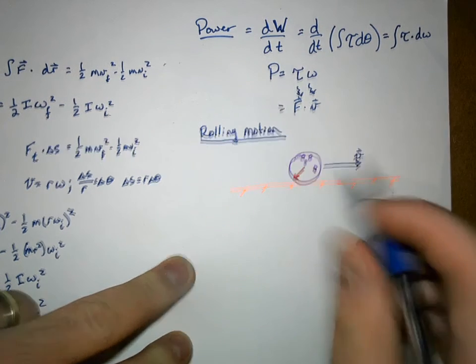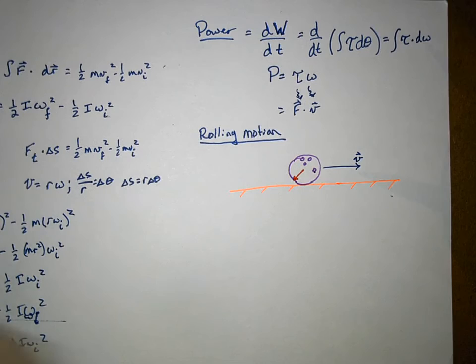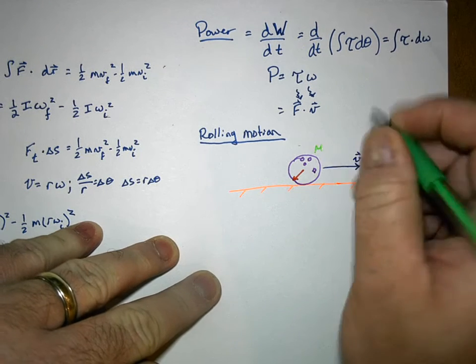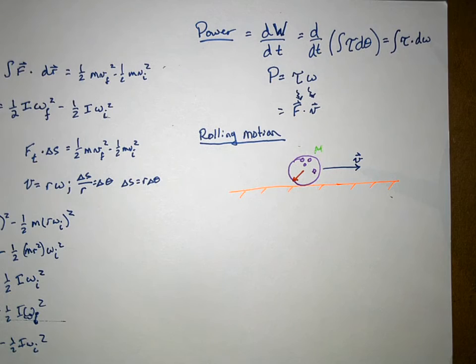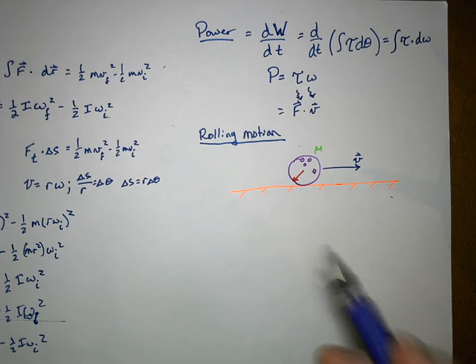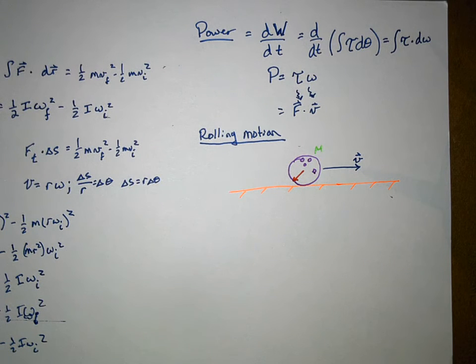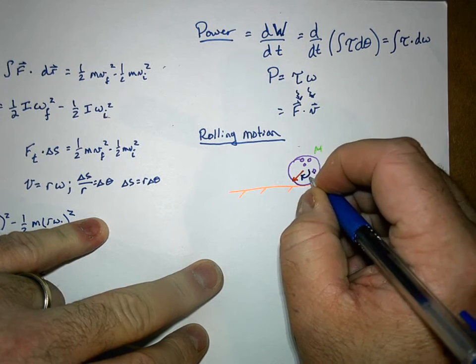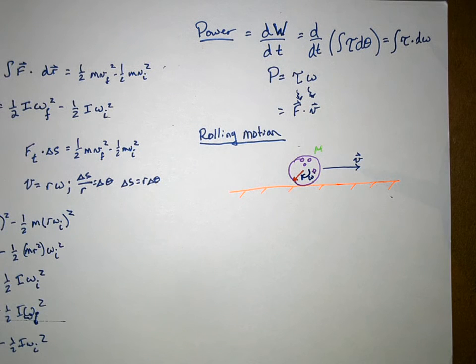Okay, and it has a particular mass, which we will call m. It is a bowling ball of mass m rolling down the lane. Now, because it is rolling, not only is it going to be moving with a certain velocity, but it is also going to have an omega. It's going to be rotating as well.